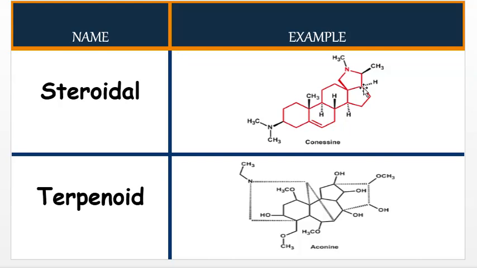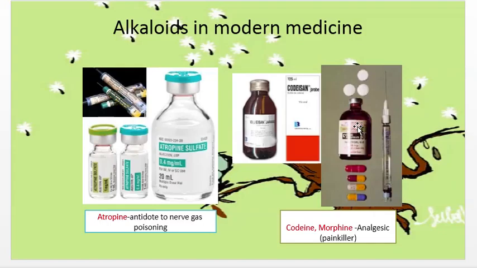Steroidal alkaloid, this is quinidine, and terpenoid alkaloid, this is aconine. They have not so easy structure. Usually alkaloids we can use in medicine, in pharmacy.